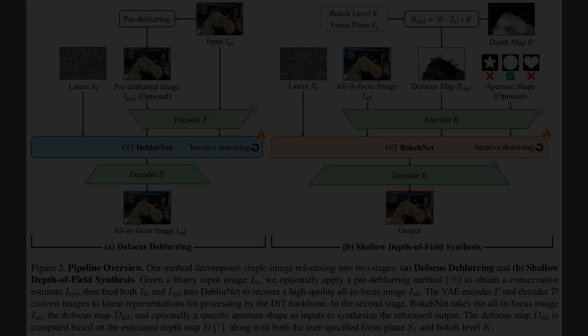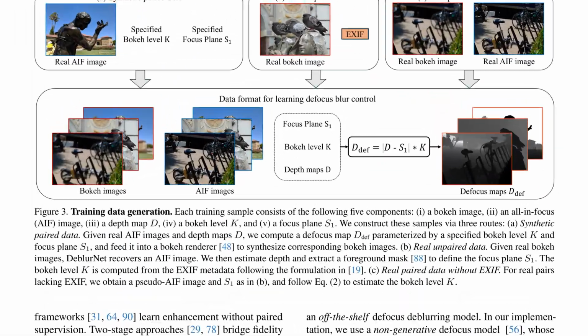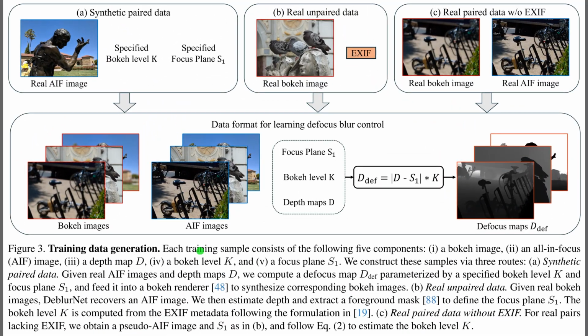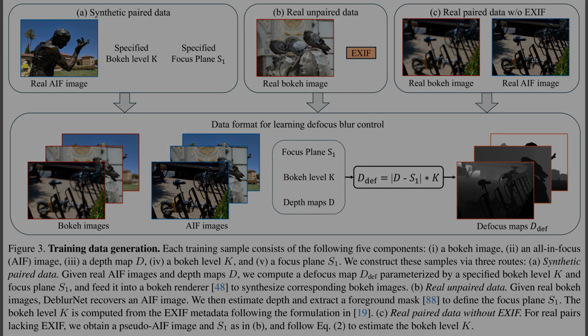The defocus map uses depth, a chosen focus plane, and a bokeh level, and an optional aperture shape steers the blur pattern. Figure 3 explains where the training supervision comes from, so the model learns real-looking blur without needing perfectly captured refocus pairs. The full graphic lays out 3 routes, which all end in the same 5-piece training record. The left panel shows synthetic paired data, where a real all-in-focus photo and depth produce rendered bokeh. The middle panel shows unpaired real bokeh, where EXIF metadata provides camera settings for bokeh level. The right panel covers real pairs without EXIF, where the bokeh level is estimated instead.